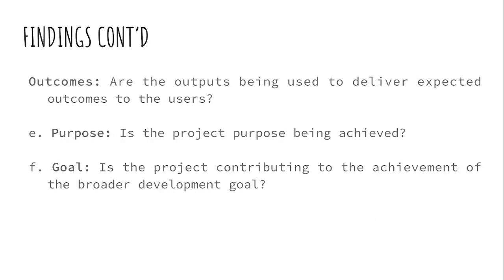When you're doing your evaluation and reporting the findings, the outcomes are the outputs being used to deliver the expected outcomes to the users. This is still effectiveness and efficiency. The purpose is the project purpose being achieved. When you're evaluating and you're reporting on all this chain of objectives, and the goal is the project goal contributing to the achievement of the broader development goal. When you're doing evaluation, you should be able to look at that and report on it in your findings.